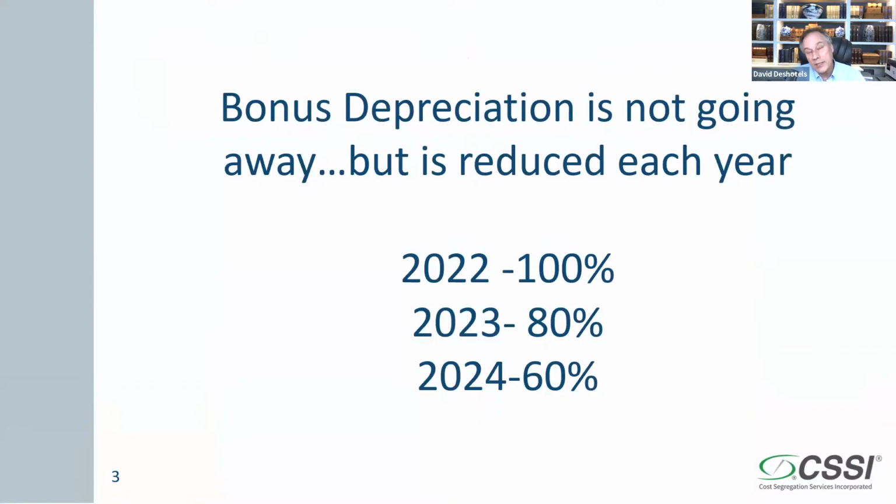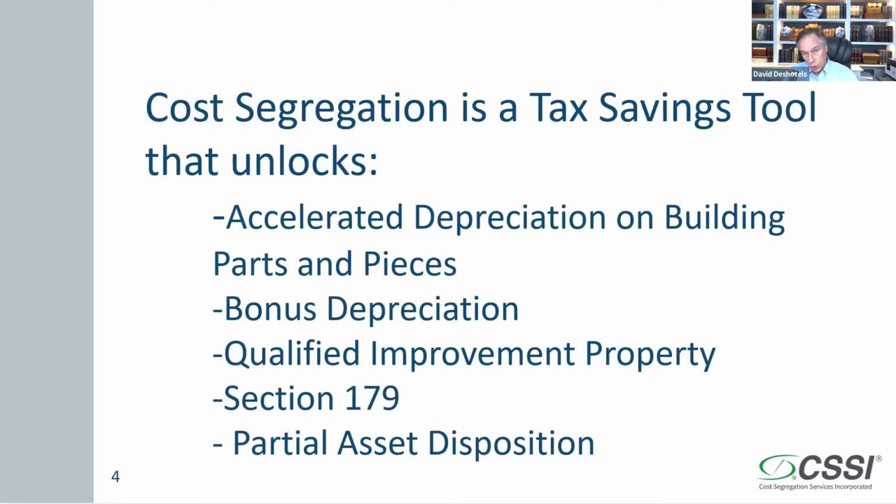What I hear often is bonus depreciation is going away. Oh my gosh, the sky's falling. We're not going to get it. It's going away. No, it's not. It's going to be reduced. Next year, it's reduced by 20%, but actually you'll still get deductions above the 80% mark. And I'll show you how to do that with cost segregation.